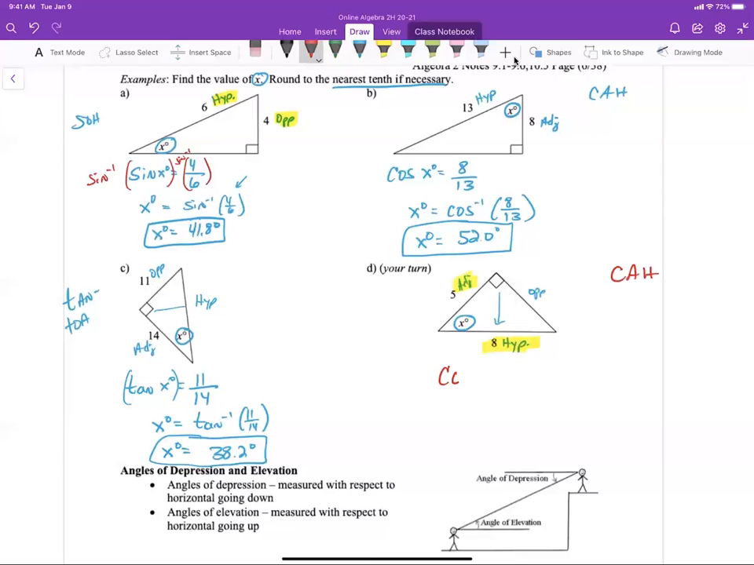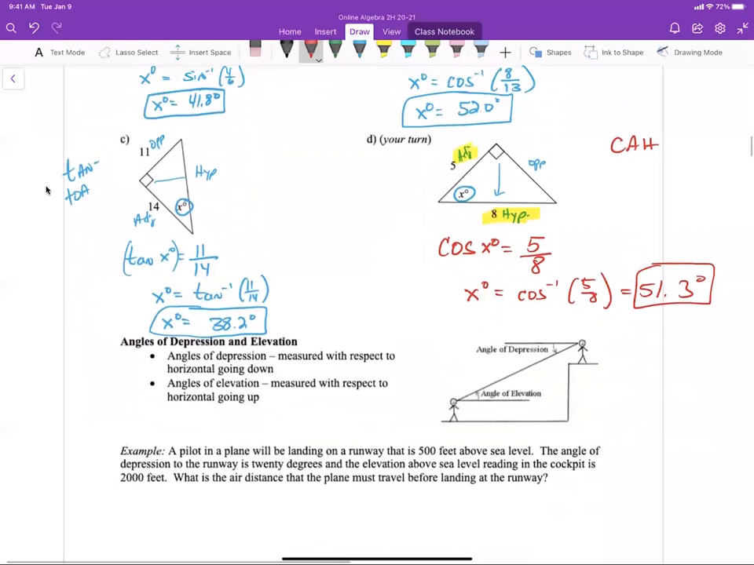So I know that cosine of x degrees is equal to the adjacent side, which is 5, over the hypotenuse, which is 8. So I'll take the inverse cosine of both sides to undo cosine. Cosine inverse of 5/8 will give me my angle, and that will equal 51.3 degrees rounded to the nearest tenth. All right, moving on.